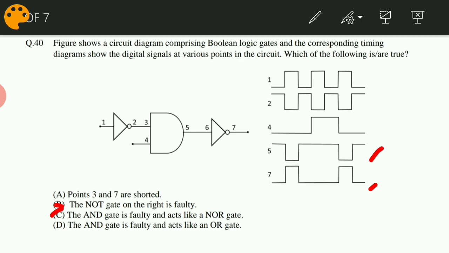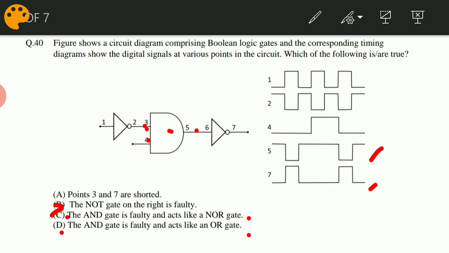Option C and option D are just a little bit different. Option C states that the AND gate is faulty and acts like a NOR gate, and option D states that the AND gate is faulty and acts like an OR gate. So let us check the functioning of our AND gate. What are the inputs of this AND gate? The inputs are the signals at point 3 and point 4, and the output is the signal at point 5.